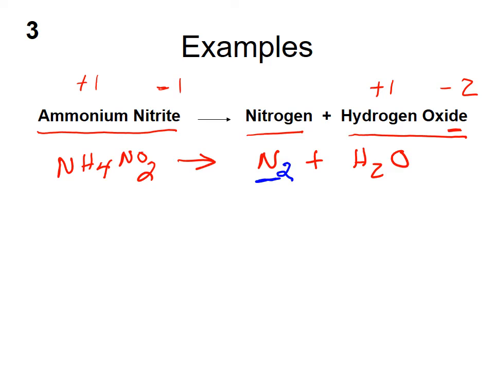So now that I've got things written correctly, I can start to balance. And again, remember, my rule is I always count hydrogen last. So we'll start with nitrogen. I've got one nitrogen here plus another one there. So there's 2, and I have 2. That's okay. I have 2 oxygens there, but I only have 1.